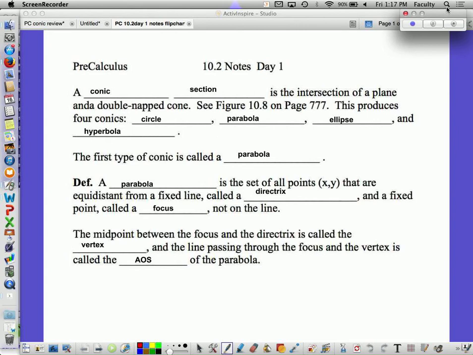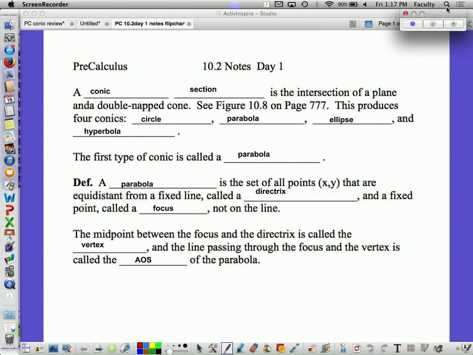Section of a plane and a double-napped cone. If you remember the handout I gave you yesterday, that big packet that was just informational, it had the 4 pictures there. This produces 4 conics: the circle, which we did yesterday, the parabola, which is what we're going to do today and the next school day, then the ellipse and the hyperbola. So we're going to do the parabola today.